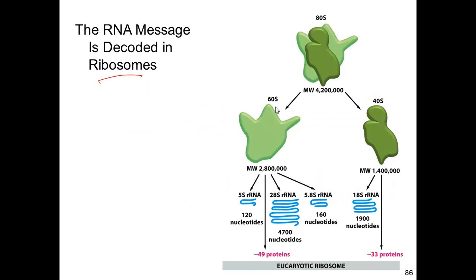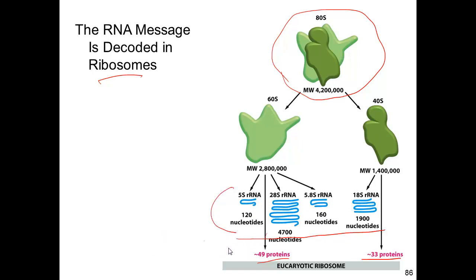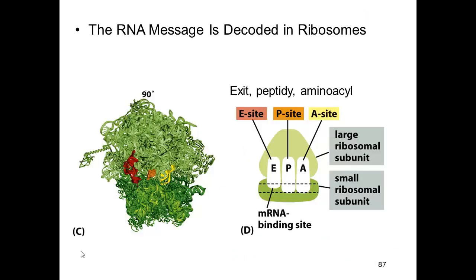This is a very large complex, over 4 megadaltons. There are approximately 80 or so proteins that are involved with this, and there are also 4 rRNA molecules which are involved. By mass, these 4 RNA molecules are approximately equal in molecular weight to the 80 proteins. And here we see a structure of the ribosome. Here we see the small subunit. Here we see the big subunit. And this is just the RNA part of the ribosome.